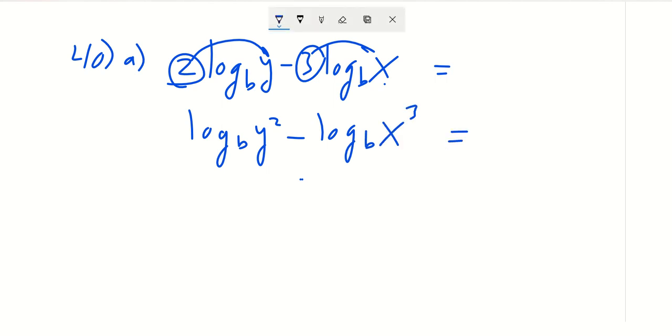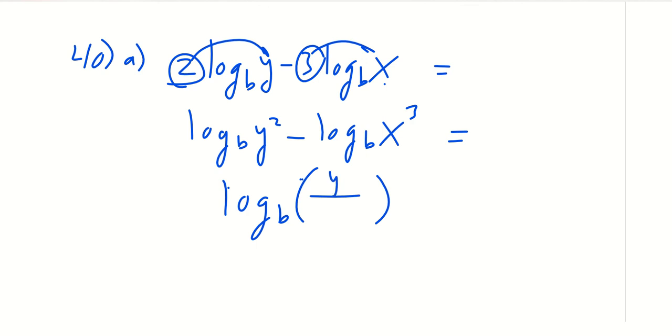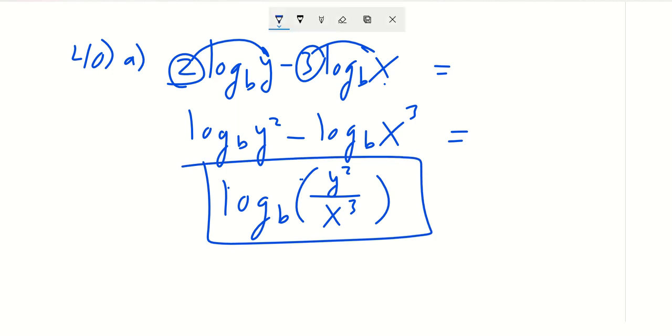Now that we've cleared the coefficients off from out in front of the logs, we can now apply the quotient rule to say that this is going to be a single log. This is log base b of the first value, y squared, divided by the second value, x cubed. Okay. So starting with two logarithms, we are able to use properties of logs to condense them into a single log.